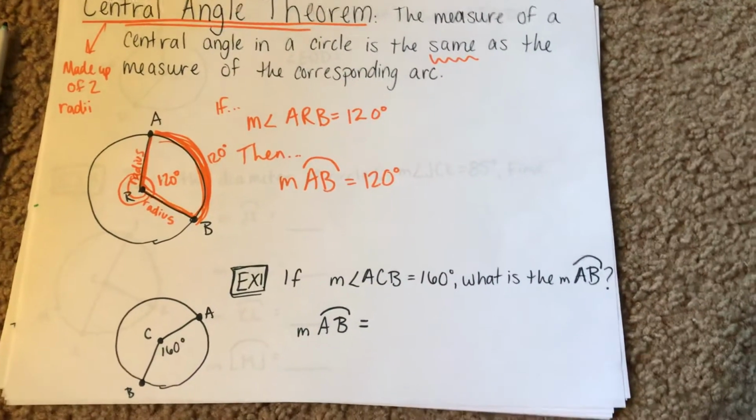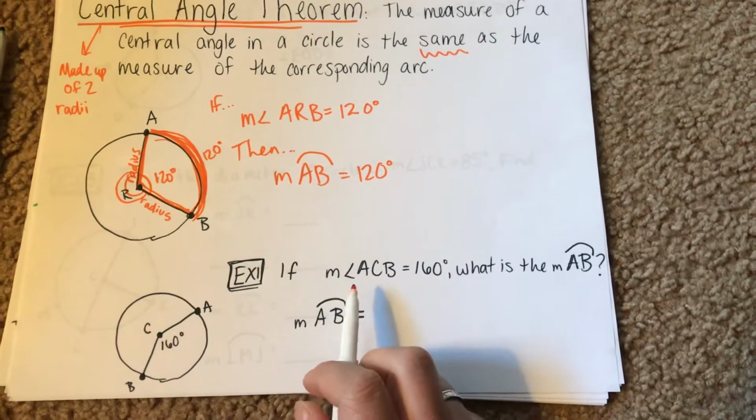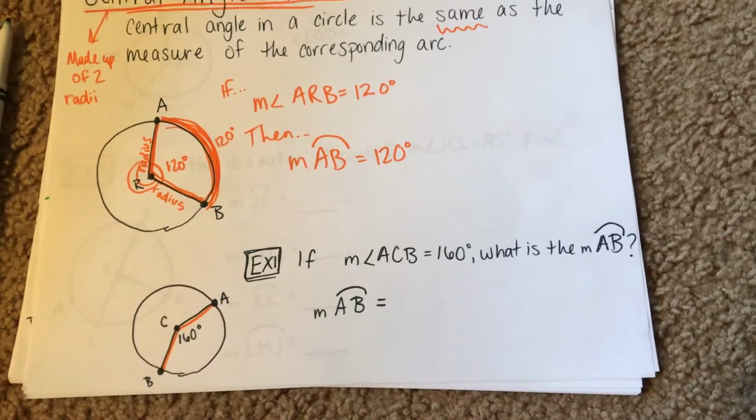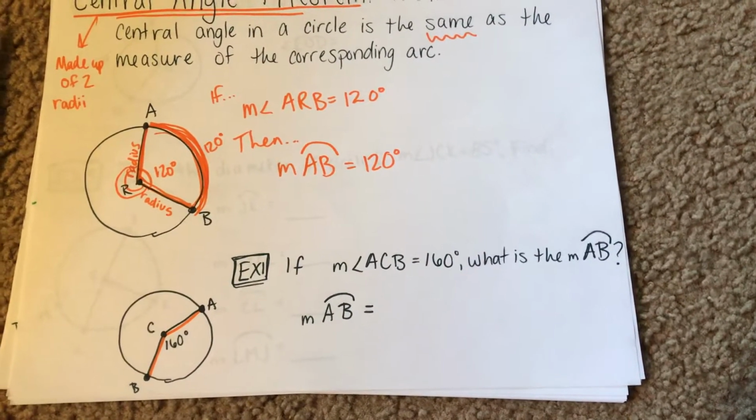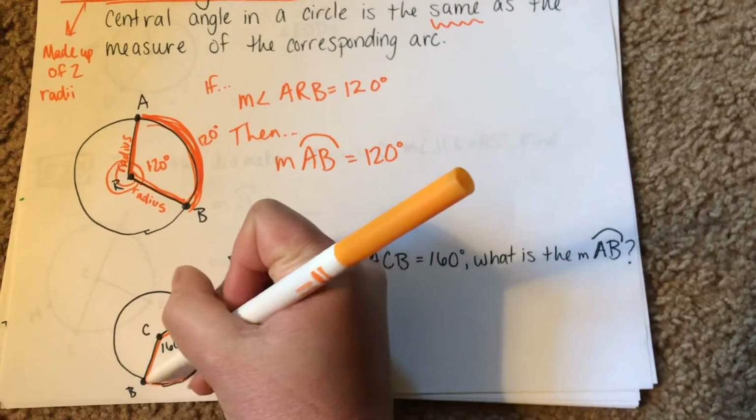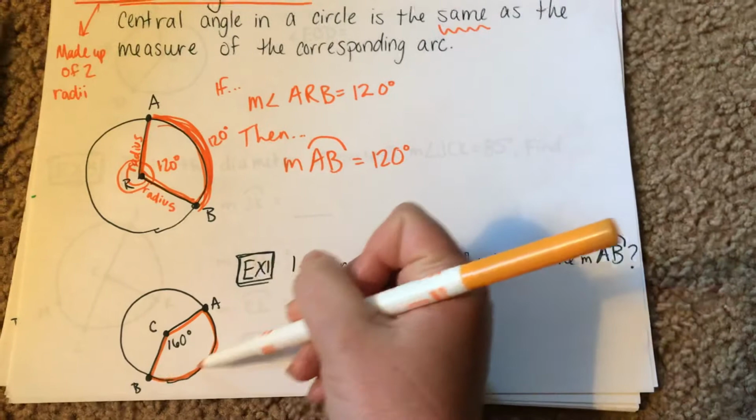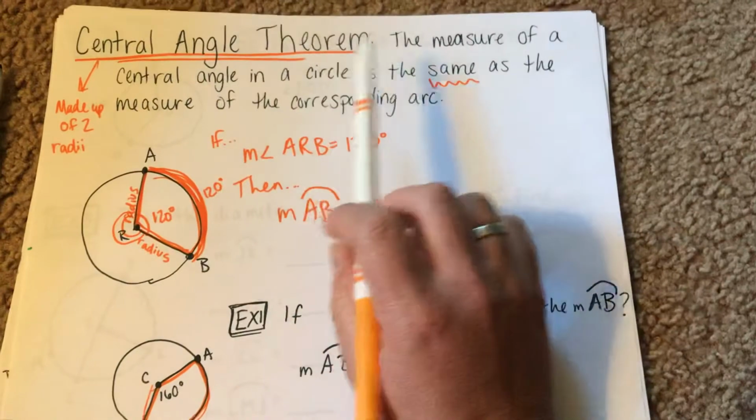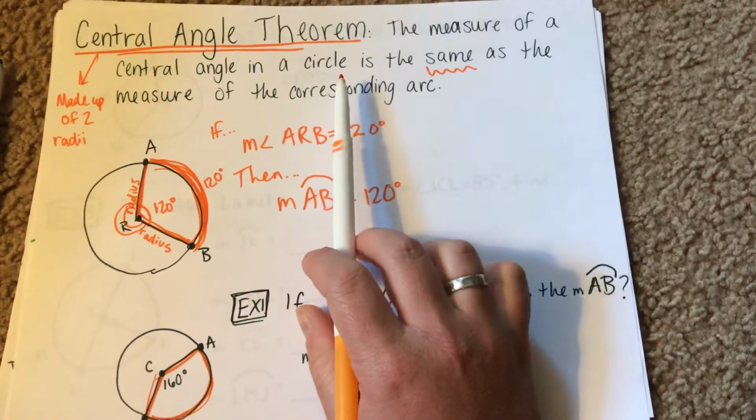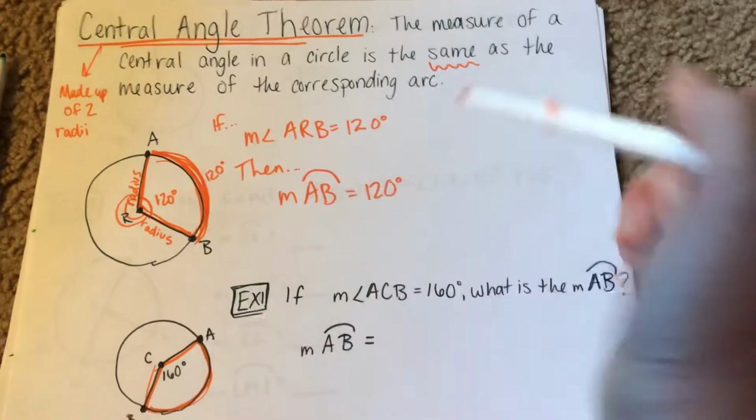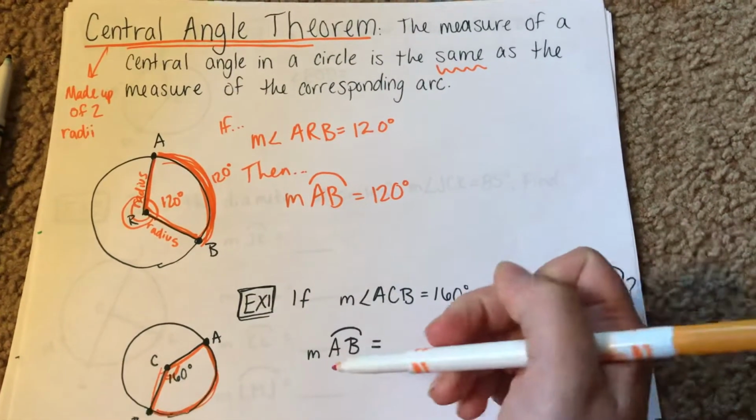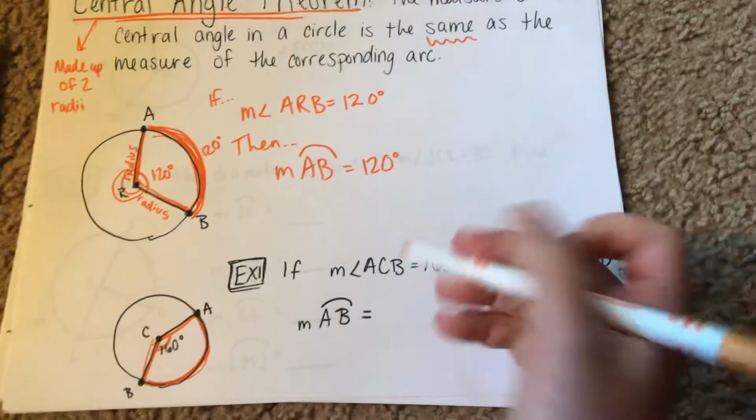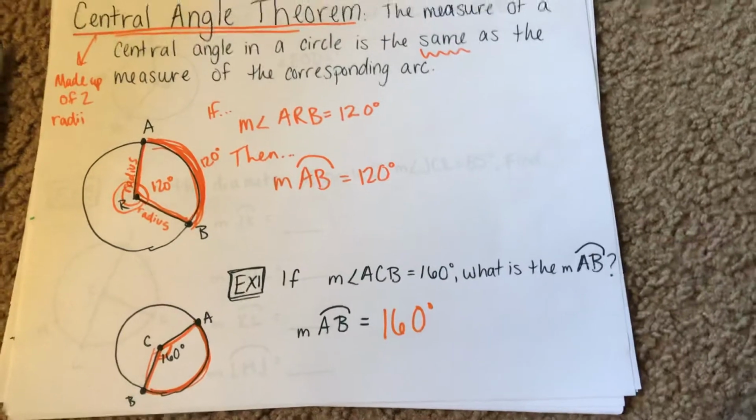So if we look at an example here, example 1, if the measure of angle ACB, so I'm going to highlight that here, ACB is 160 degrees, what is the measure of arc AB? So I'm looking for this. And as you can see, this is the corresponding arc to the angle we were given. So since our central angle theorem says the measure of a central angle in a circle is the same as the measure of the corresponding arc, since we know our central angle here is 160 degrees, we know the measure of our corresponding arc will also be 160 degrees.